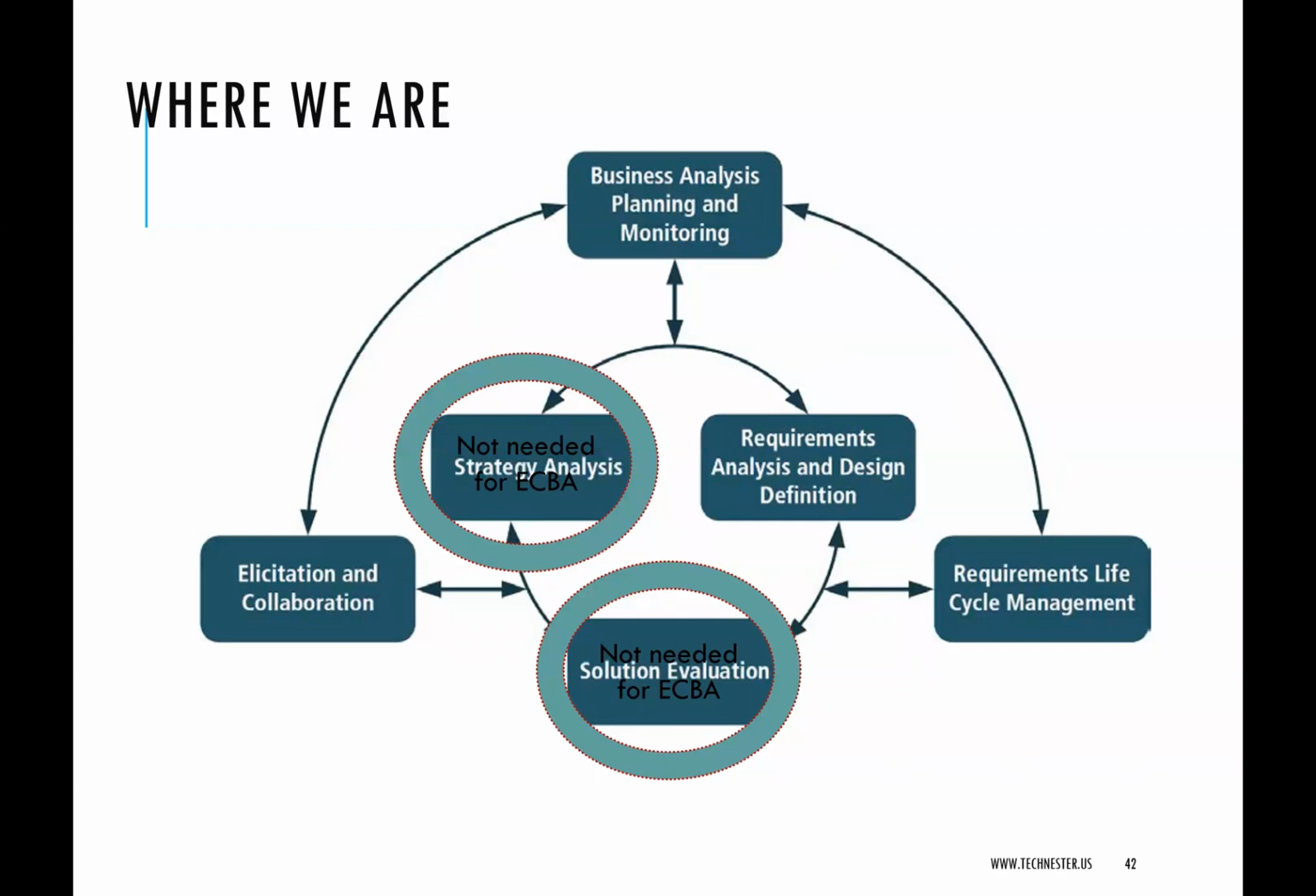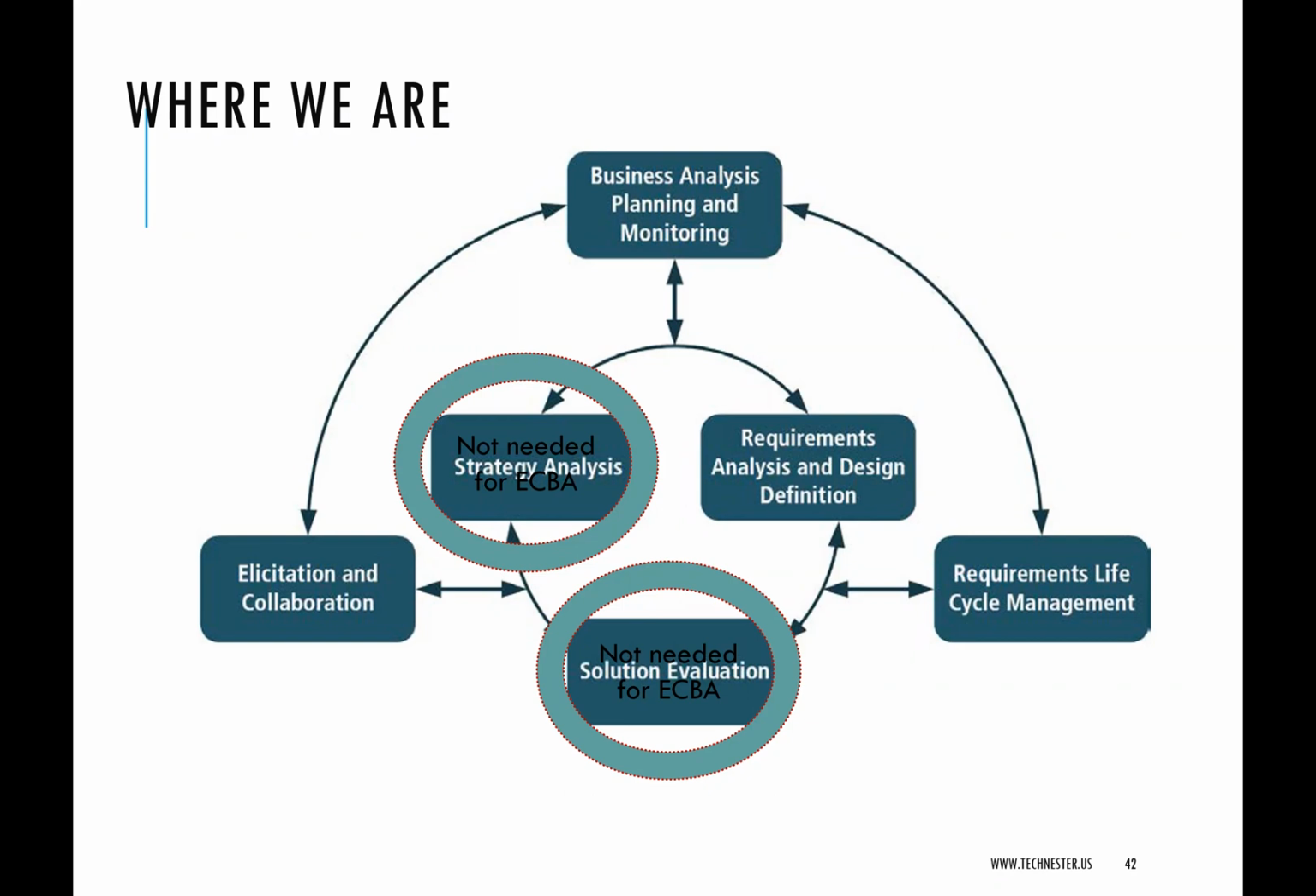So the IIBA divided business analysis into 6 knowledge areas. These 6 knowledge areas are what they feel that if you know, then you are an expert business analyst. Anyone who calls themselves a senior business analyst should know these 6 knowledge areas. A junior business analyst can make do with 4 of them: business analysis planning and monitoring, elicitation and collaboration, requirement lifecycle management, and requirement analysis and design definition. So a junior business analyst does not need strategy analysis or solution evaluation.